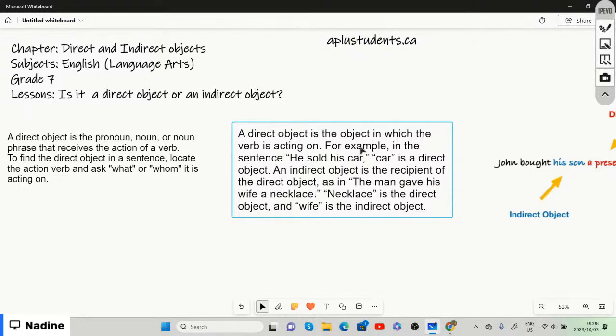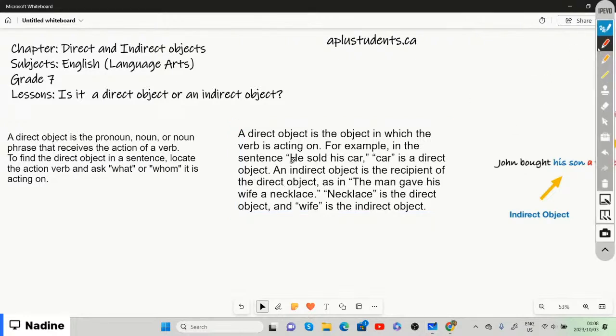And if we look at an example, right? In the sentence, he sold his car. So if we look at the specific sentence, he sold his car, the word car within that sentence is a direct object.